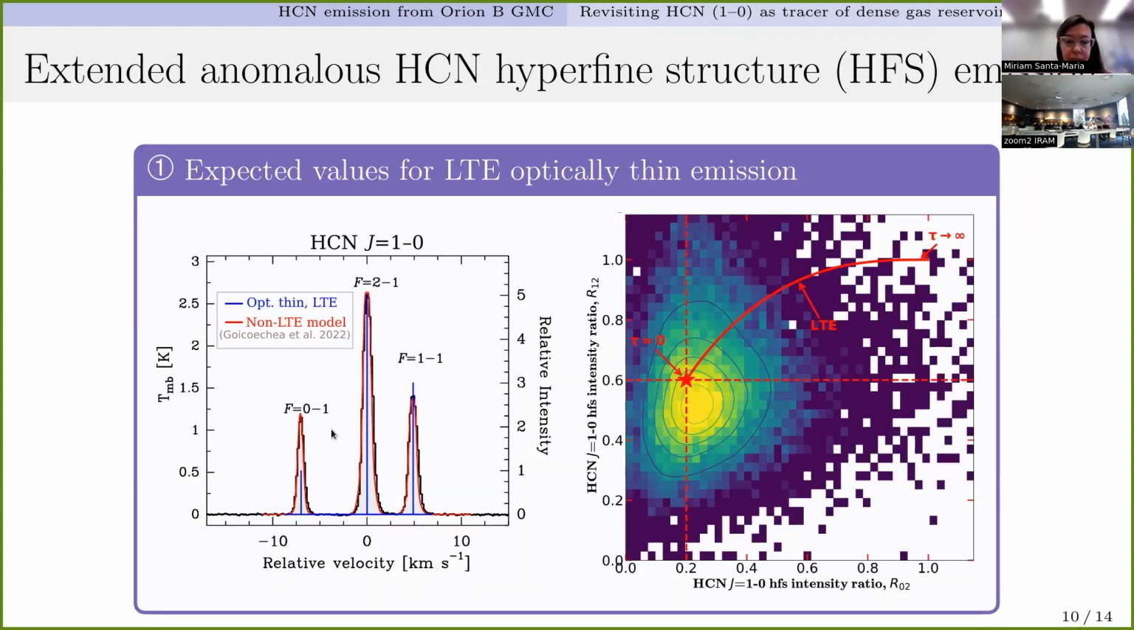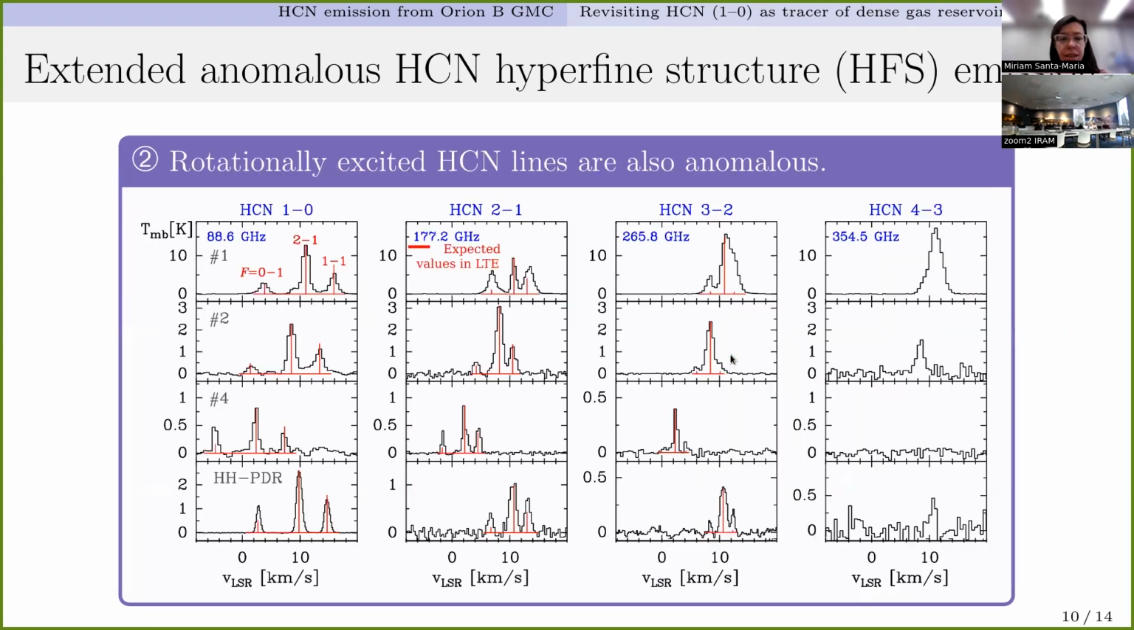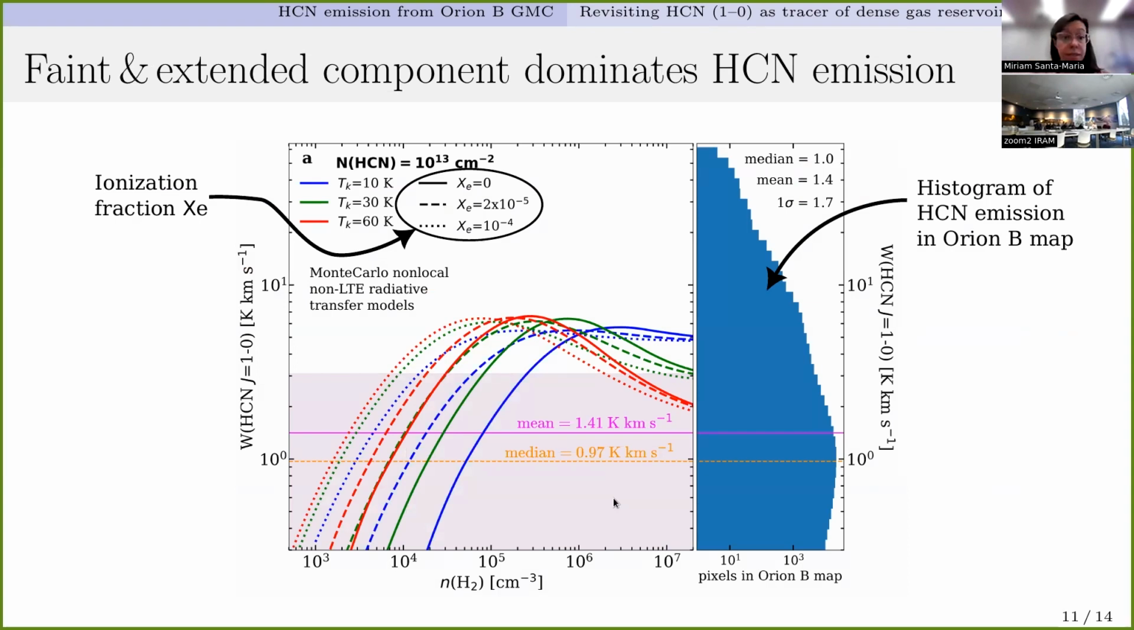We also have the hyperfine structure of HCN, and what we found for the 1 to 0 is that mostly all the relations between the lines are anomalous. We can discuss this later. We also observed with the 30 meter telescope more rotational lines of HCN, and what we see is that not only are the hyperfine structure relationships between the lines anomalous for the 1 to 0, but also for the 2 to 1 and 3 to 2. For the 4 to 3, they are not resolved. Sorry for being very fast here.